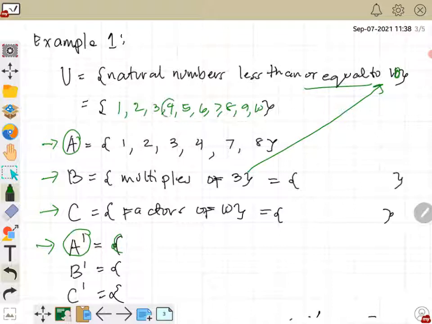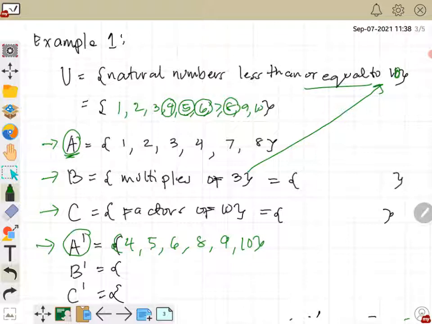Look at this. 4 is an element of the universal set, but it's not an element of A. So that's 1. Okay. 5 is also an element of the universal set, but not an element of A. 6 is also an element of the universal set, but not an element of A. 8 is an element of U, but not in A. Then 9 and 10. So these are the complement of a set A.